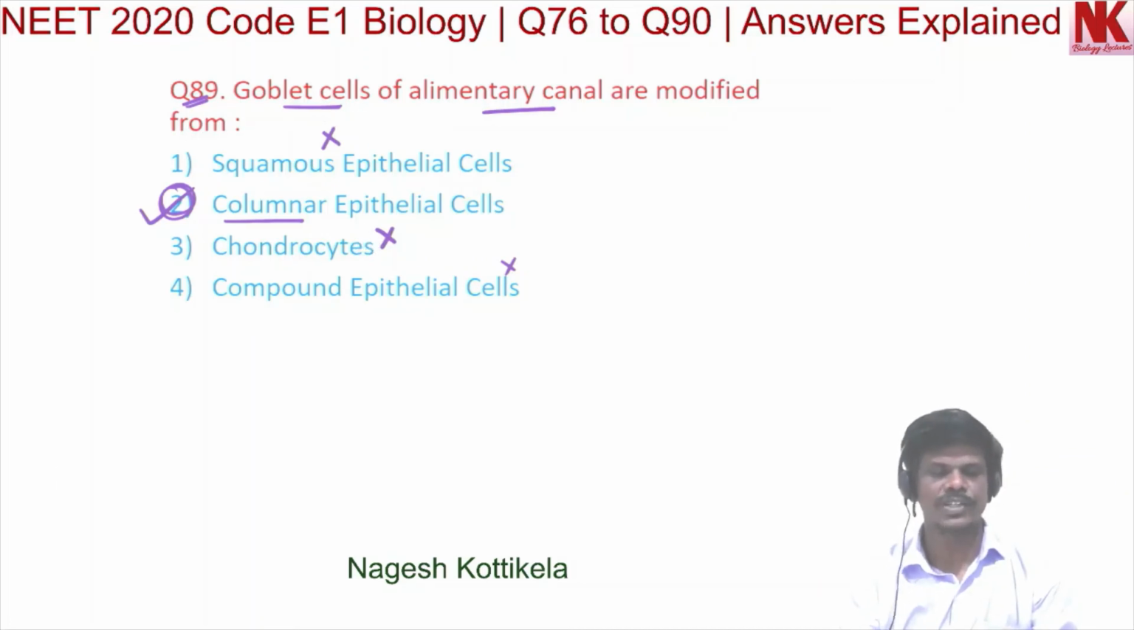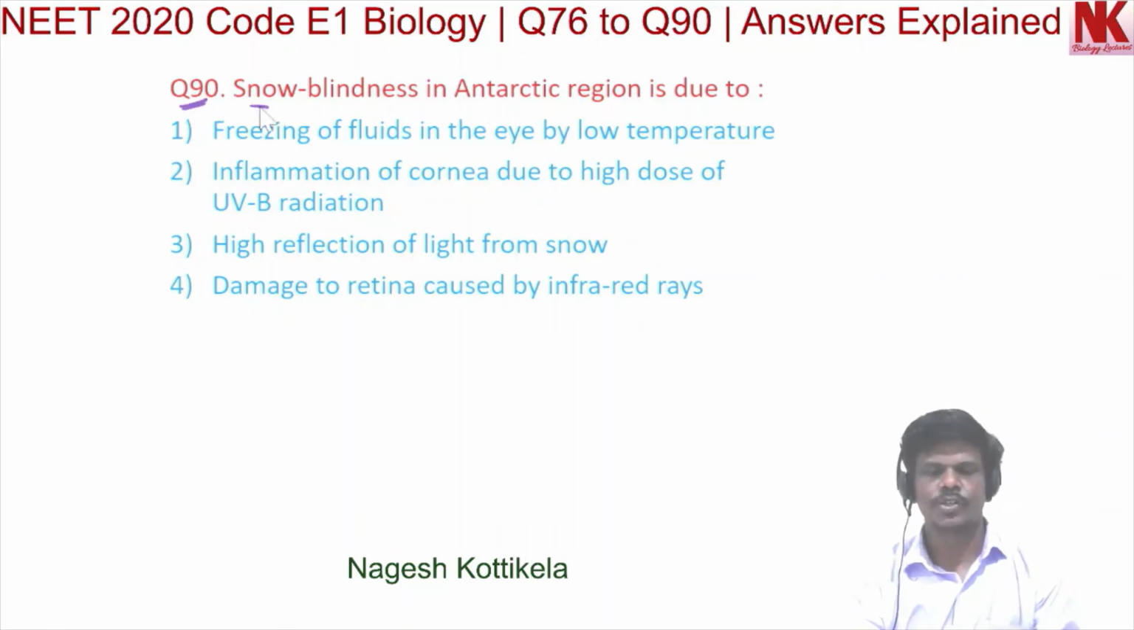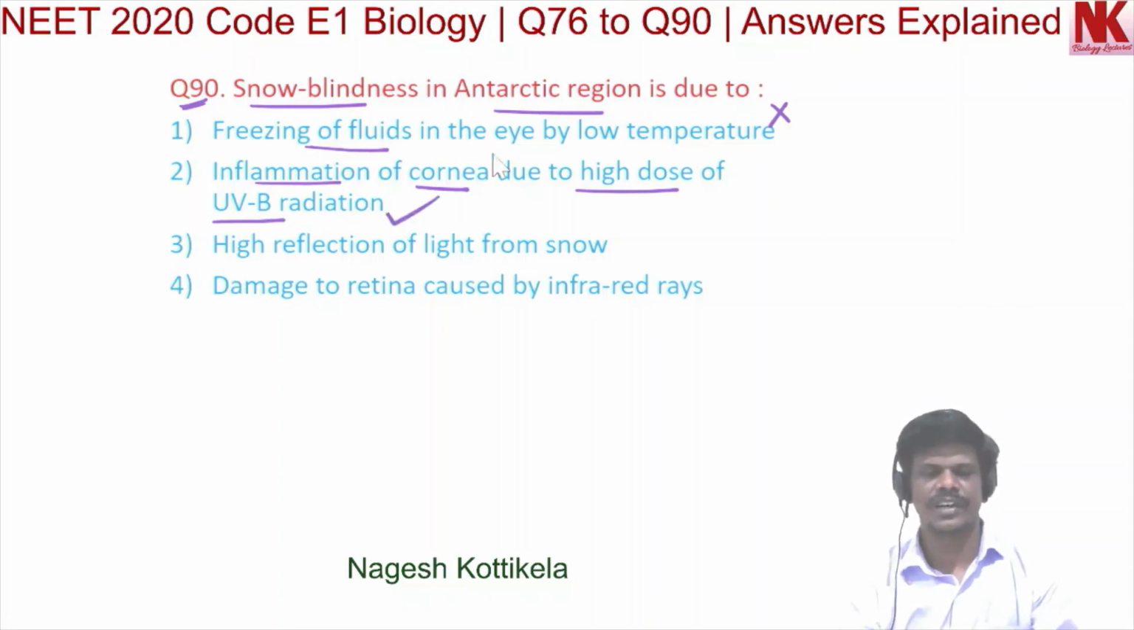Now, moving to the next, question number 90. Snow blindness in Antarctic region is due to option 1, freezing of fluids in the eye by low temperature. This is wrong. Option 2, inflammation of the cornea due to high dose of UVB radiation. Yes, this is correct. Option 2 will be the most appropriate option. If we check the other options, high reflection of light from snow, this is wrong. Damage to retina caused by infrared rays, this is wrong.